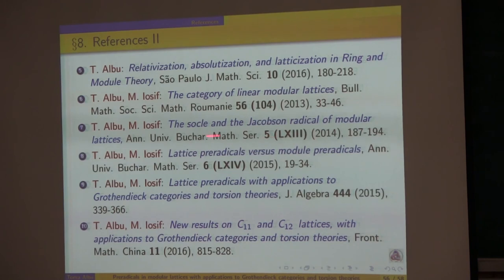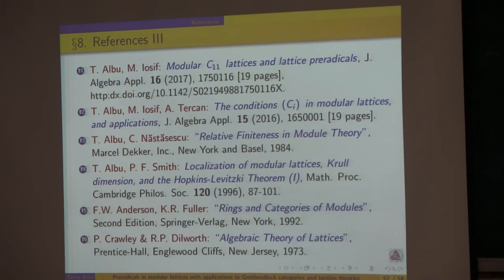Here we have two papers in Amas University. You see, the Sopran intercoupon radical and Matis radical. I have this paper in Journal of Algebra, yes. I have also other results on this C11, C11, C12, yes. I have this lattice predical applied for modular C1 on the lattice chain. It already appeared. Now we have a paper in dark matter application, this condition CI.